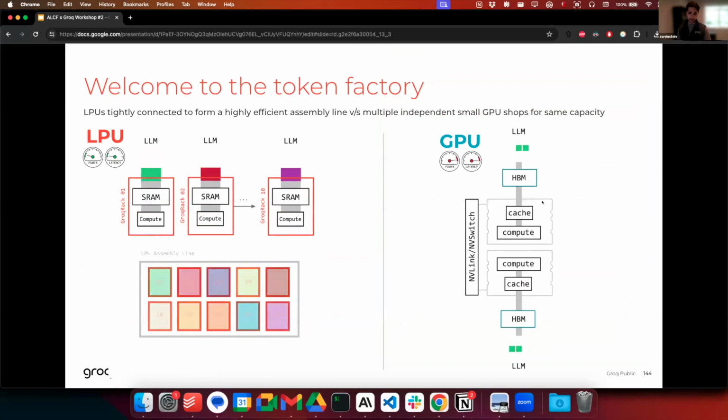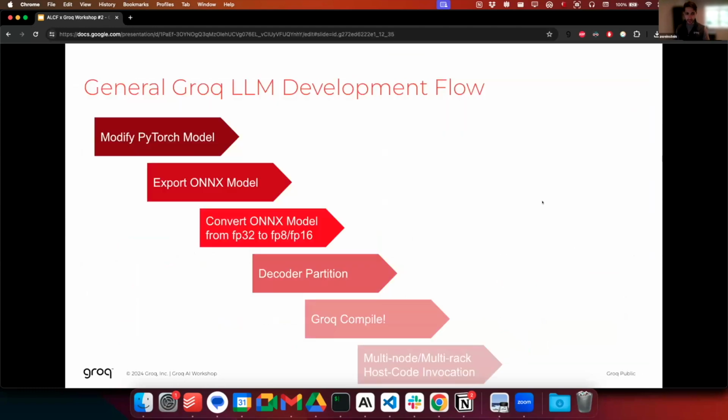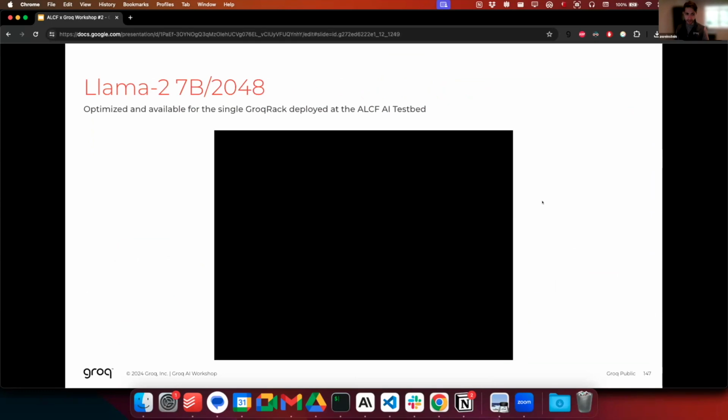These are just a few diagrams of how you can think about LPU performance versus GPU performance. And yeah, that should be it, I believe, for me.